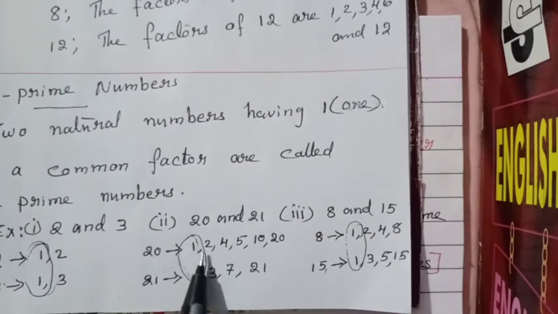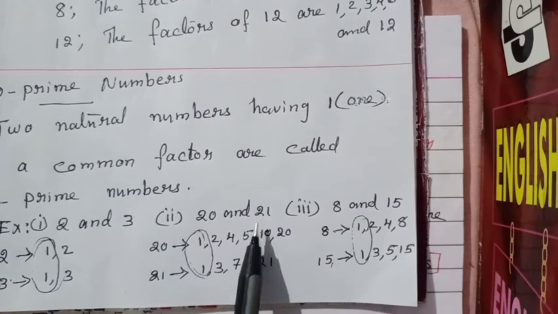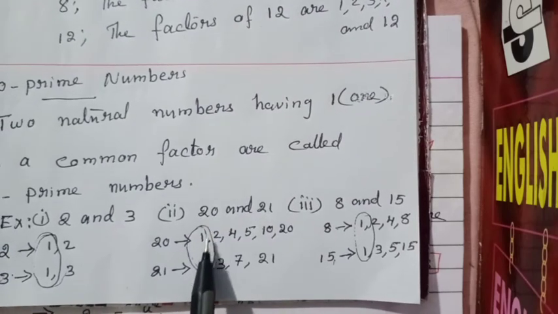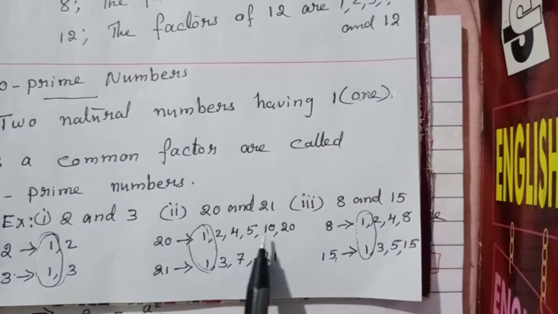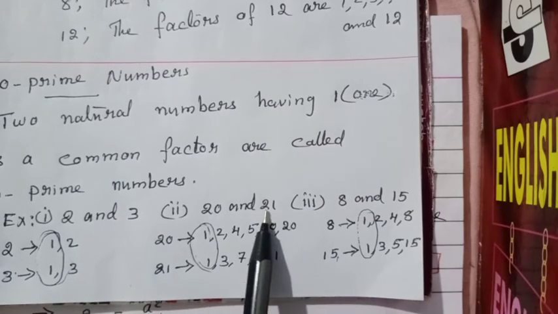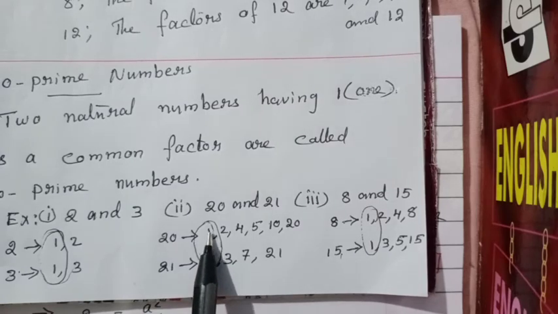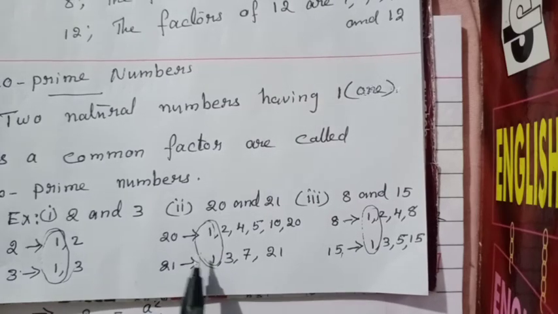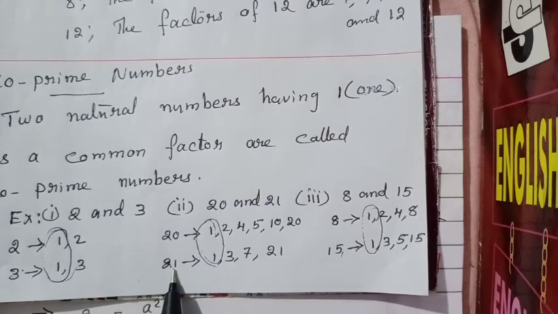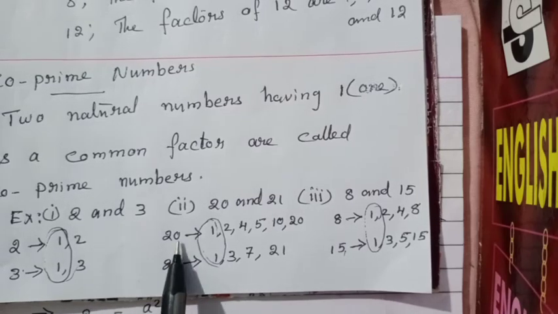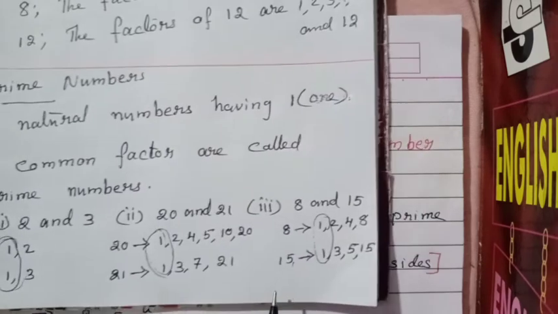Next example, 20 and 21. The factors of 20 are 1, 2, 4, 5, 10, 20. And the factors of 21 are 1, 3, 7, 21. So these two numbers also have 1 as the common factor. Therefore 20 and 21 are called co-prime numbers. Also these two are consecutive numbers.